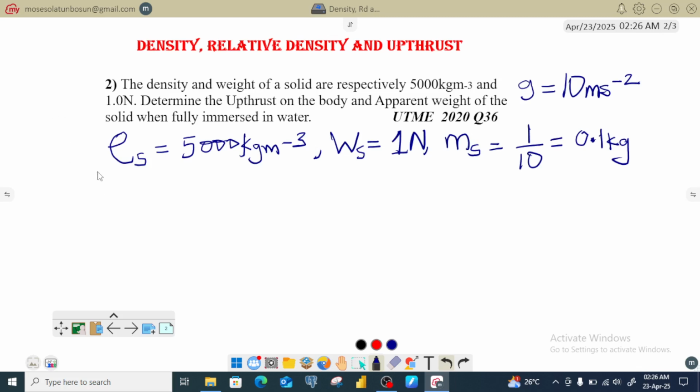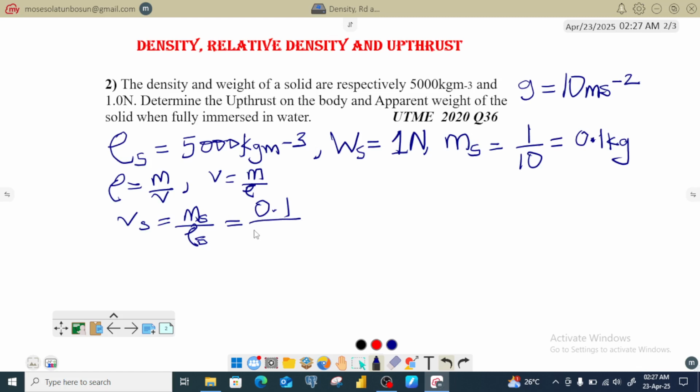And remember that density equals mass over volume, and from there we can say our volume will be equal to mass over density. Therefore, the volume of this solid will be equal to the mass of the solid over the density of the solid. And from the question, this will be 0.1 divided by 5,000. Let's quickly pick up our calculator and check this out.